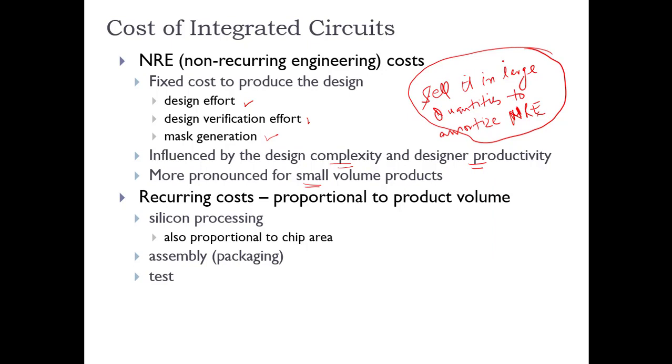So, and we talked about the recurring cost. So it is basically the cost of silicon processing, and it's proportional to the chip area. So if your chip is large, the cost will be large. If it is small, the cost will be small. Then the assembly, packaging, it also depends on your chip area and its characteristics. And then you want to test it, so the testing also costs, as I told you.